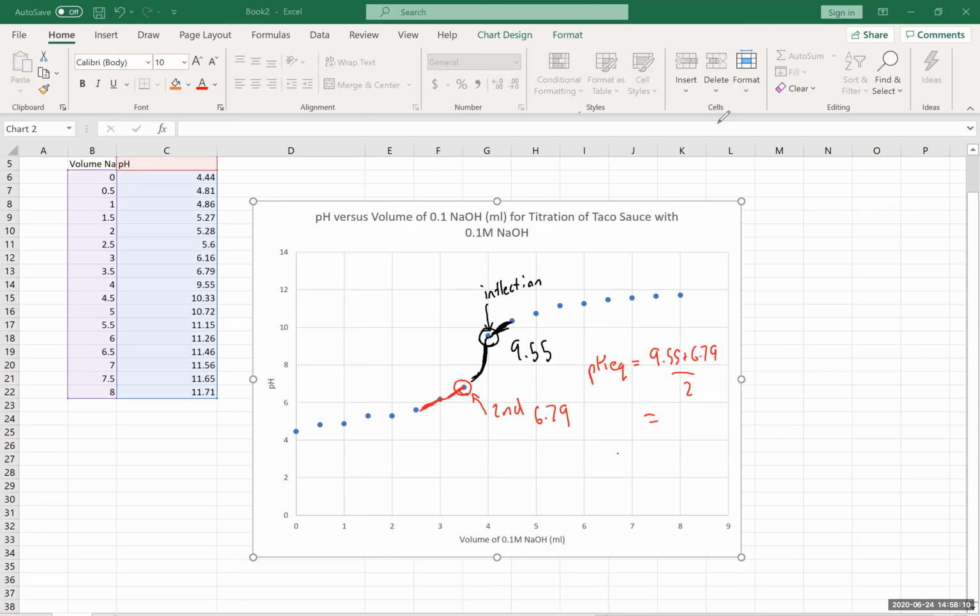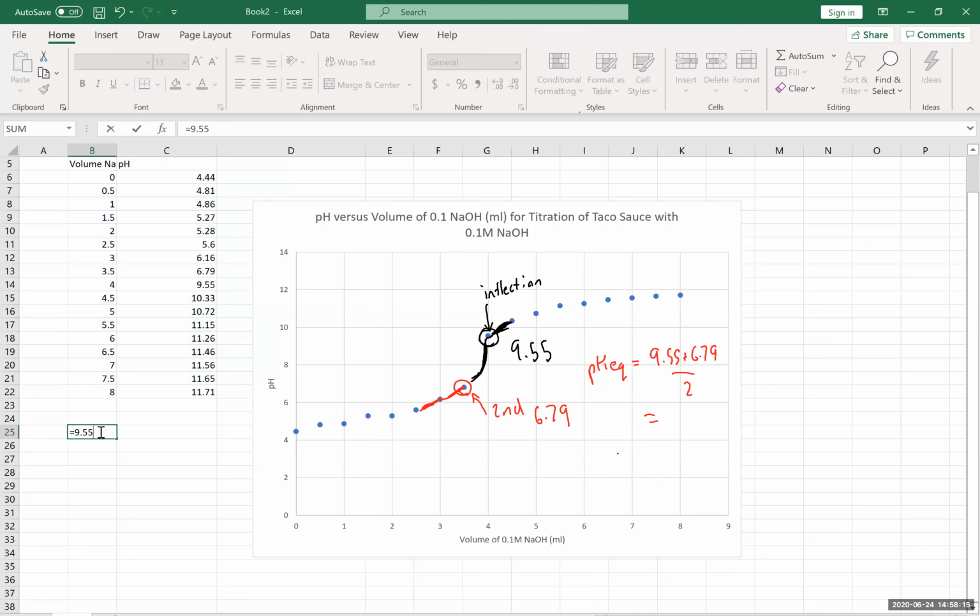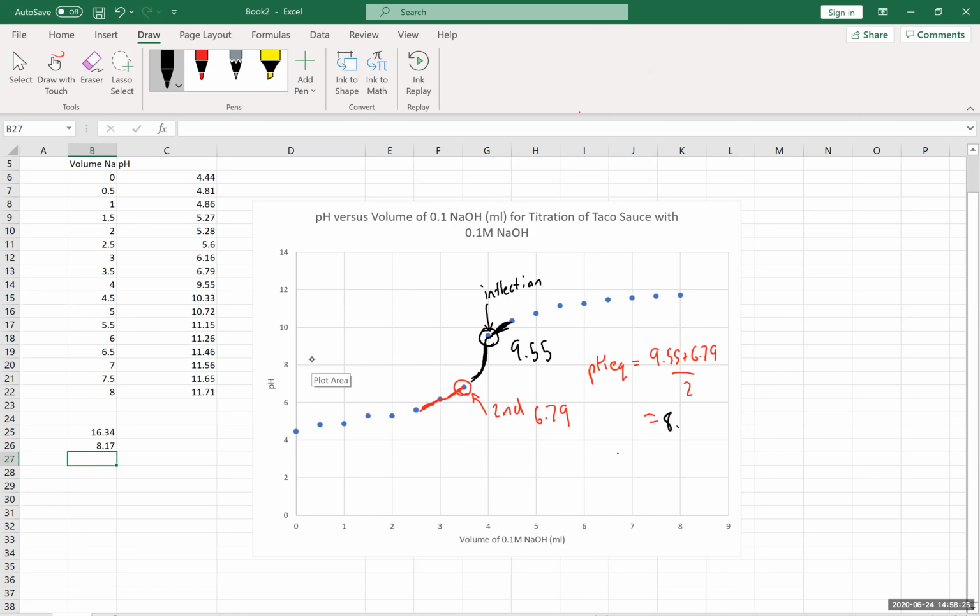So let's do that really quickly. We have 9.55 plus 6.79. Then take this answer divided by 2, and that gives us a pH of 8.17.